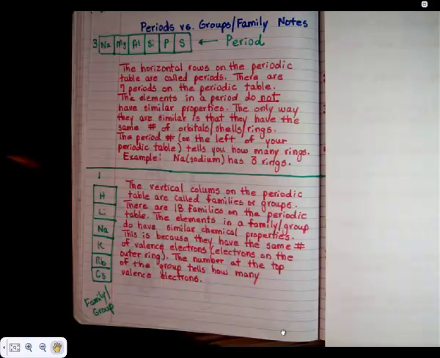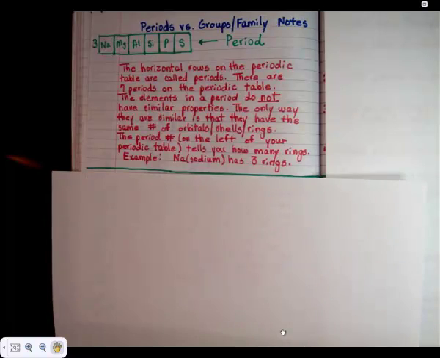In your ISN, on the page number that you are notified to work on from echalk, we are going to go ahead and begin writing in some notes about periods first. We just learned that periods are the rows that go across, so we're going to draw an example at the top. The example that I have is an example of period 3. The horizontal rows on the periodic table are called periods. There are 7 periods on the periodic table.